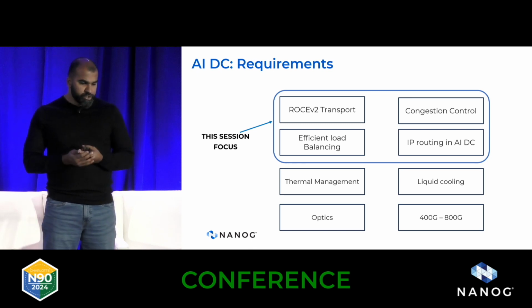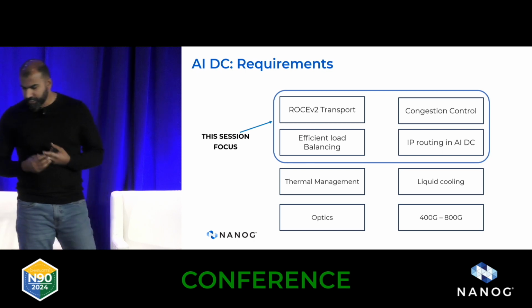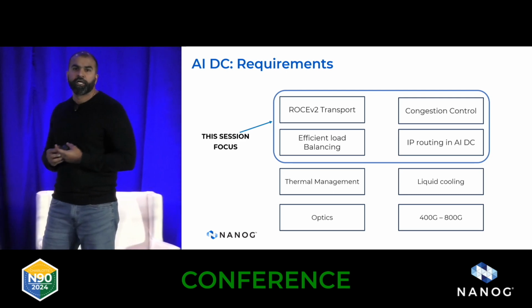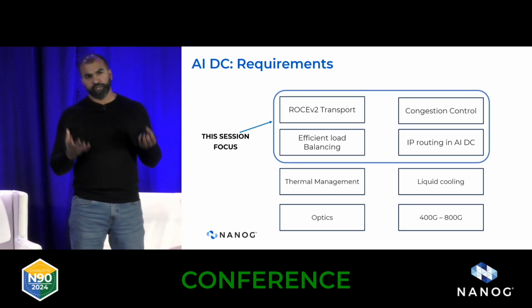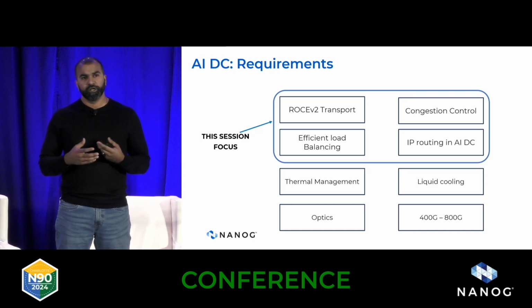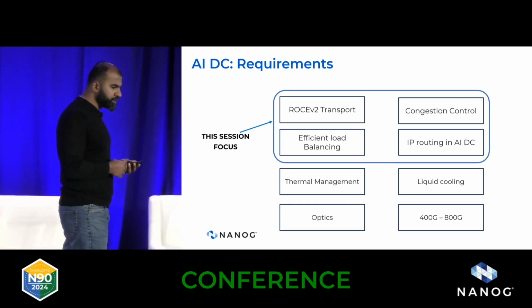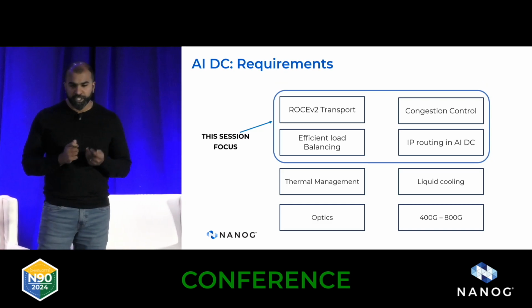How to achieve the lossless fabric? There are two ways you can achieve it. One is efficient load balancing. Second is congestion control. For efficient load balancing, there are different types like SLB, DLB, and now we are talking about GLB also. And for congestion control, of course, the famous one is RoCEv2, where you will talk about the PFC, ECN, and how we can tweak it.